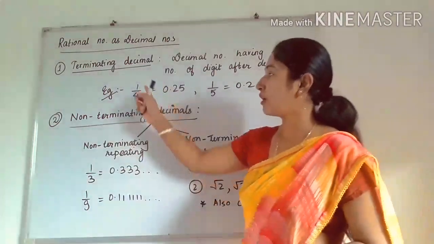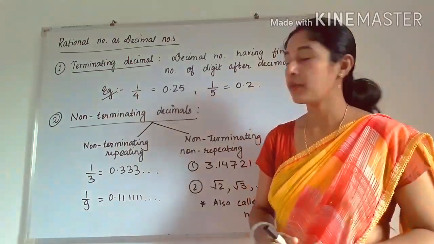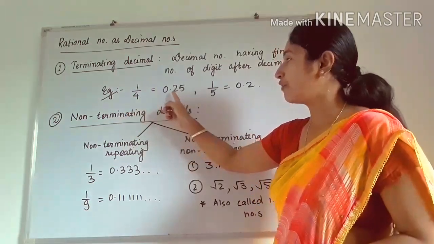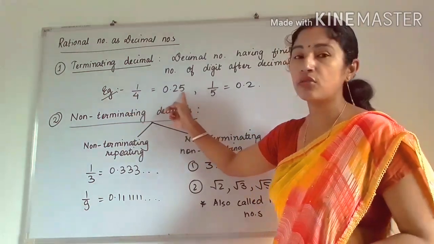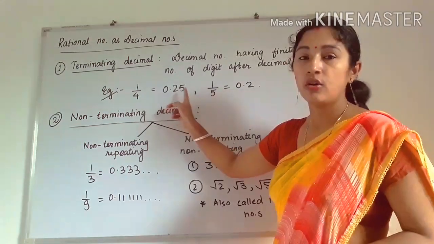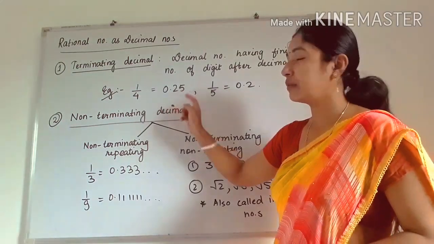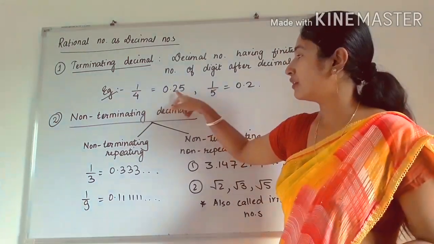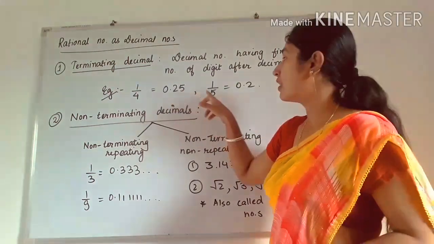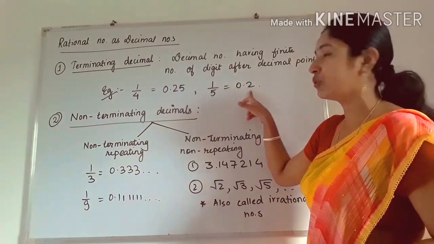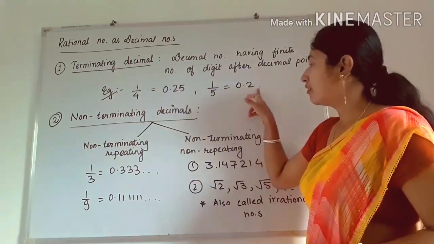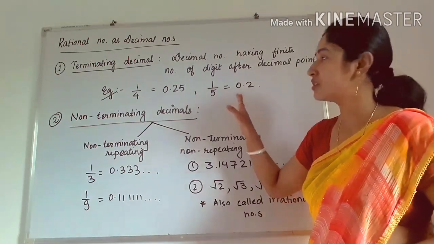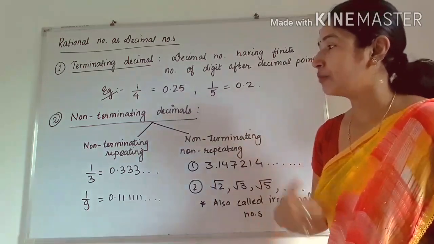An example is 1 by 4. When we convert it into a decimal number, we have to divide 1 by 4. After the decimal we have only two digits, 25, and after that the remainder will come as 0. So after the point there are a finite number of digits. Similarly, 1 by 5 can be written as 0.2. After the point, a finite number of digits are present. These are called terminating decimal numbers. These are some examples. Now come to the next topic.